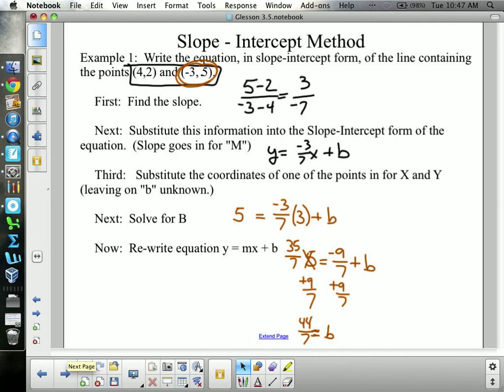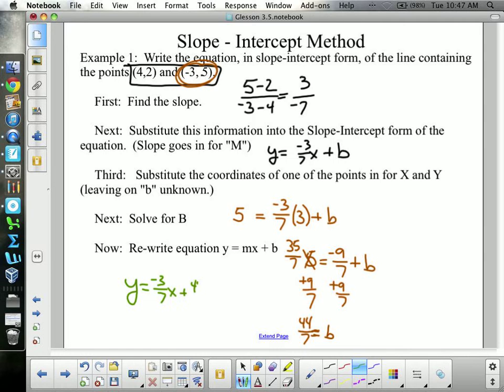This is the resubstitution step. Y equals m x plus b. So when I do the resubstitution, I put numbers in for m and b that I've discovered, but the x and y go back to being just x and y instead of numbers. That's that resubstitution.